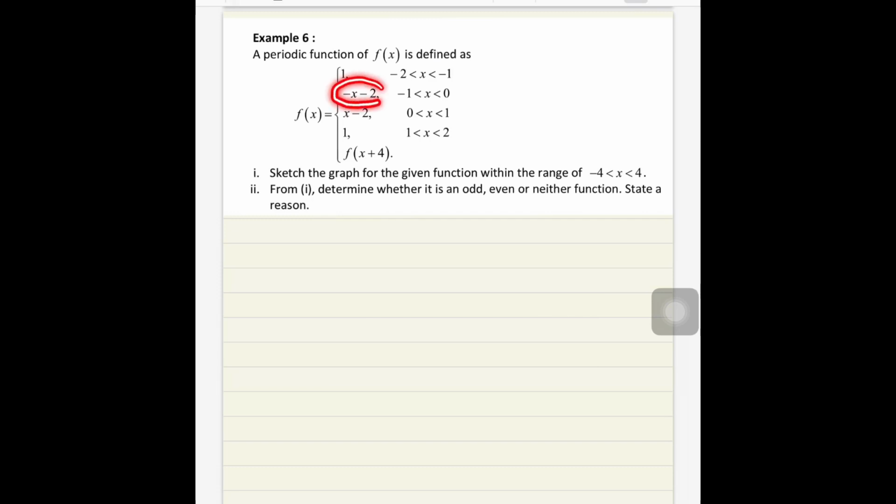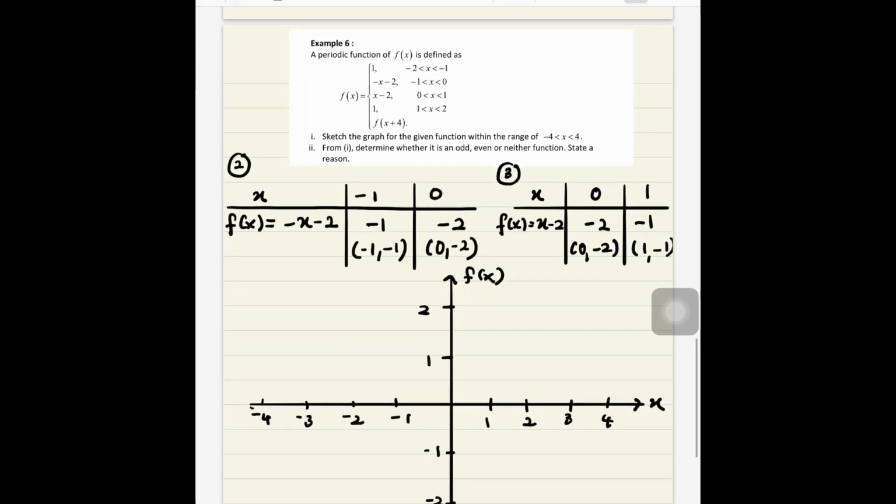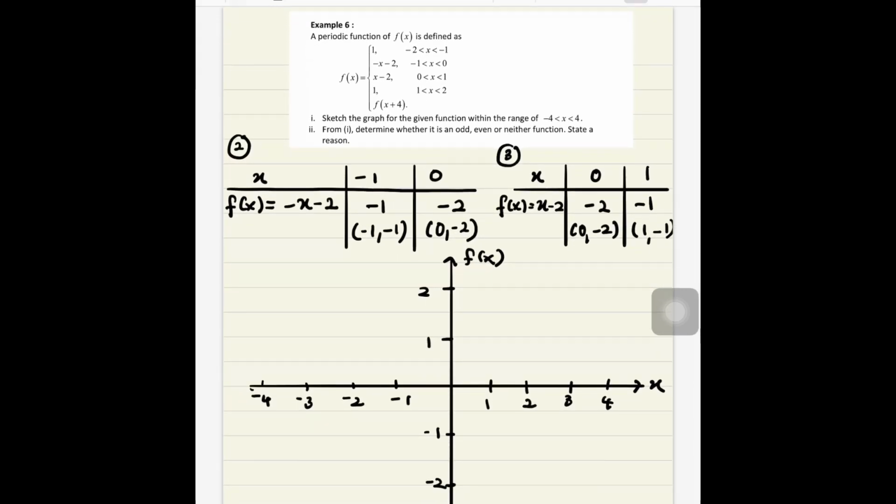So you need to construct a table of coordinates for the second function and for the third function here. For the second function, I consider the values of x, -1 and 0. For this range, my f(x) is equal to -x minus 2. So substituting -1 into here will give you -1, and substituting 0 into here will give you -2. Therefore you will have these two points of coordinates.